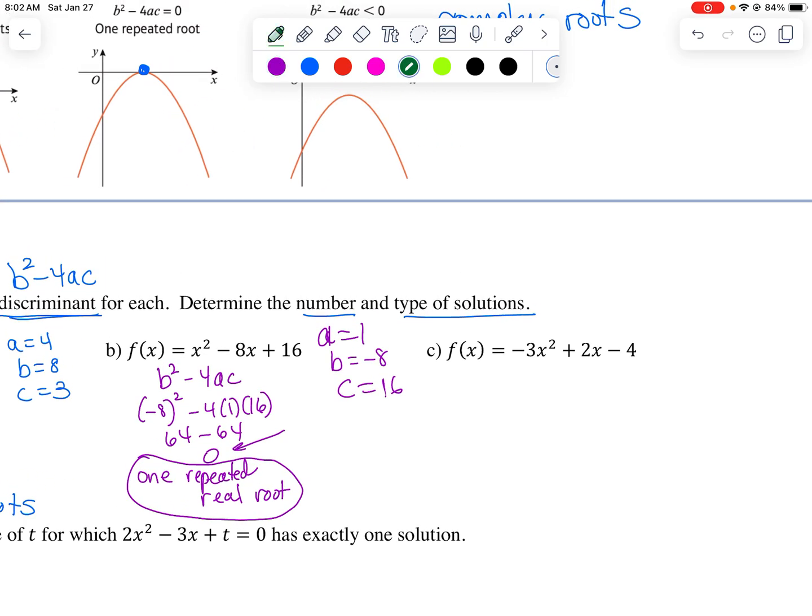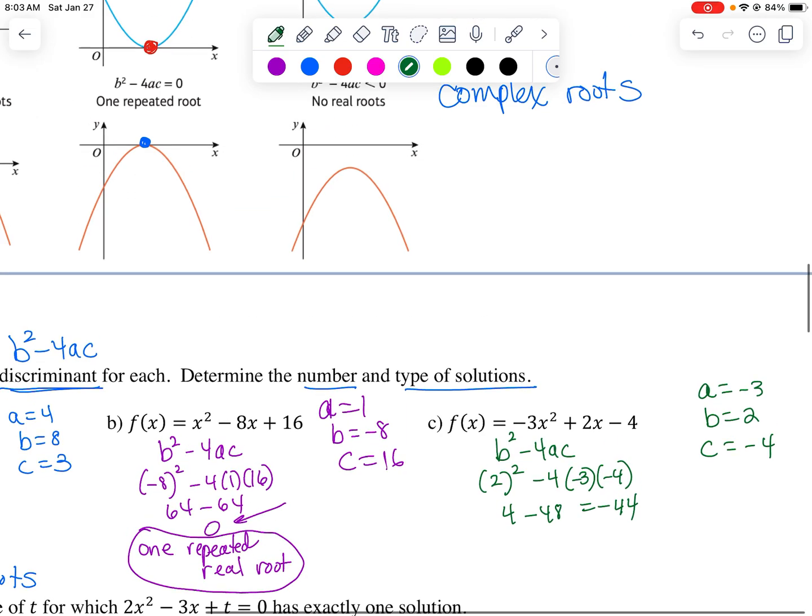All right, try letter C, pause the video. All right, so A is -3, B is 2, C is -4. So I hope you wrote the formula again for the discriminant, b squared minus 4ac. So that's 2 squared minus 4 times -3 times -4. So my discriminant is -44.